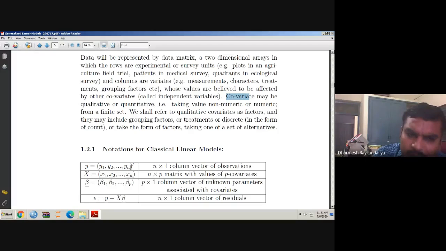We know that y is a vector of observations. It is an n cross 1 vector of observations. X is an n cross p matrix including the p covariates. Beta is a p cross 1 column vector of unknown parameters associated with these covariates. So in the model, the number of parameters means the number of variables associated in the model. And e is equal to y cap minus x beta, it is not y. It is an n cross 1 column vector of residuals.